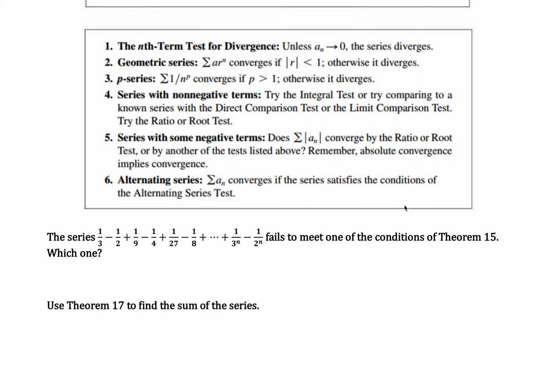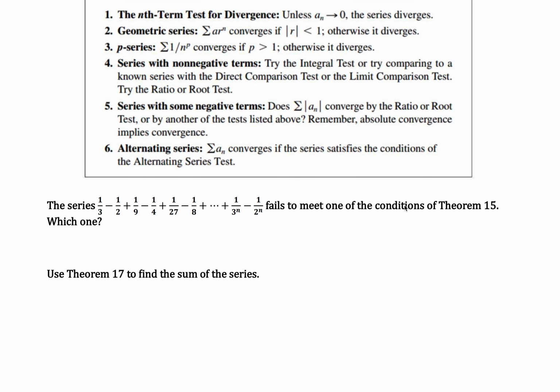So I'm going to look down here. This is going to be our last example. It says the series 1/3 minus 1/2 plus 1/9 minus 1/4 plus 1/27 minus 1/8, etc., fails to meet one of the conditions of theorem 15, which is the alternating series test. Which condition does it fail to meet?